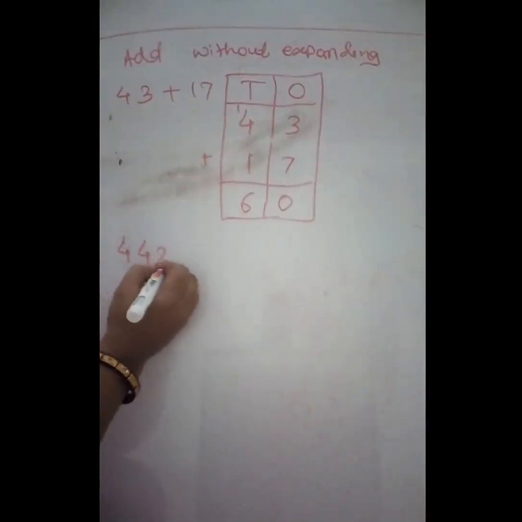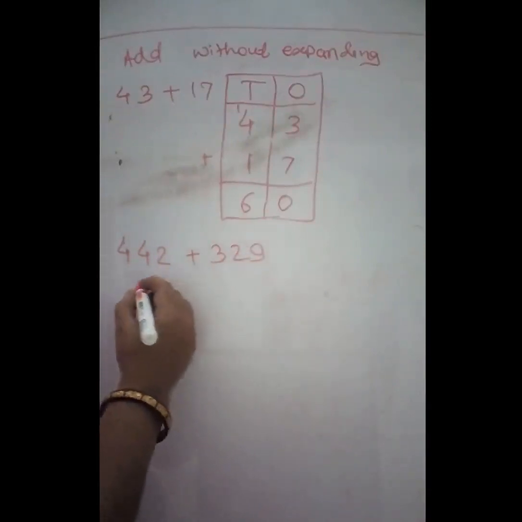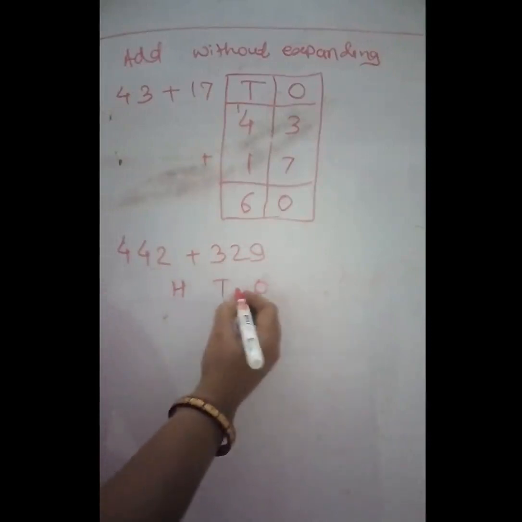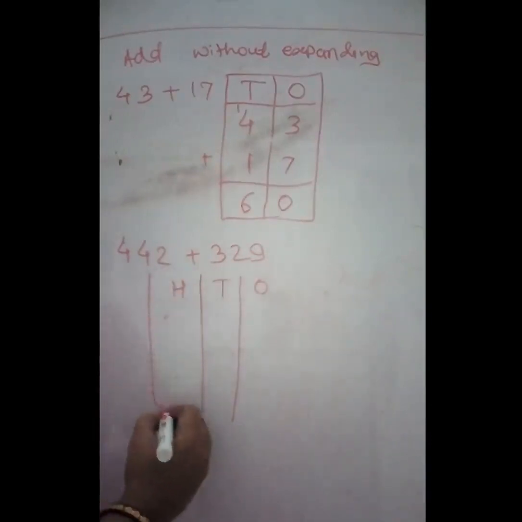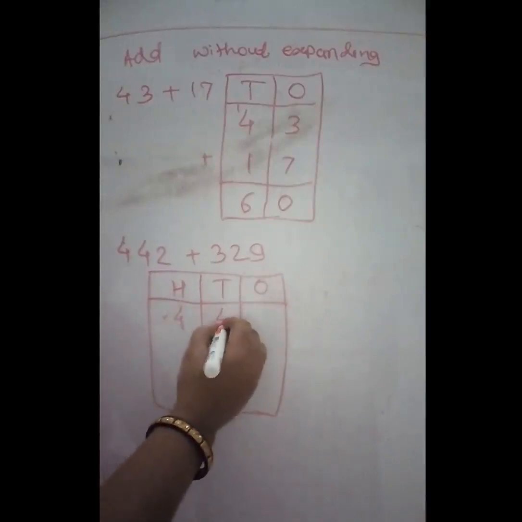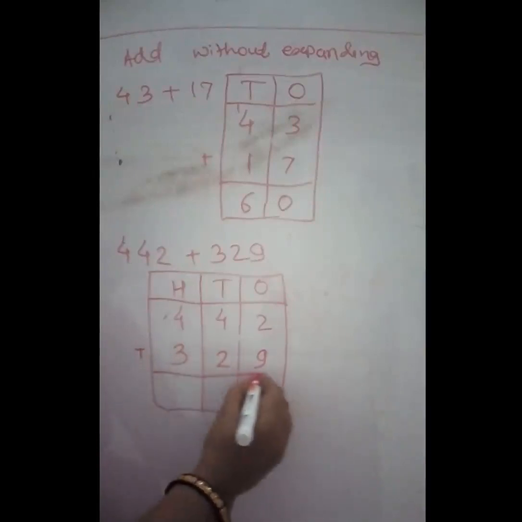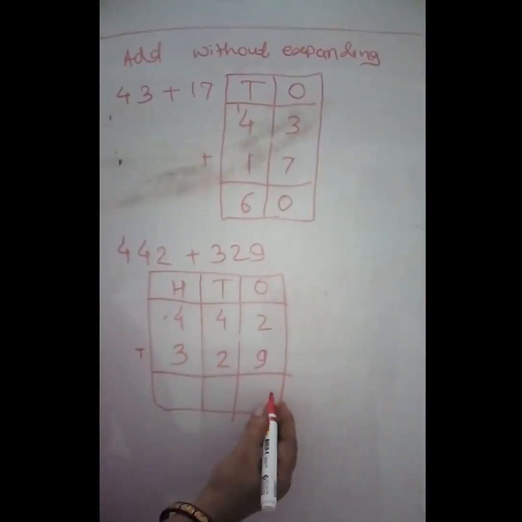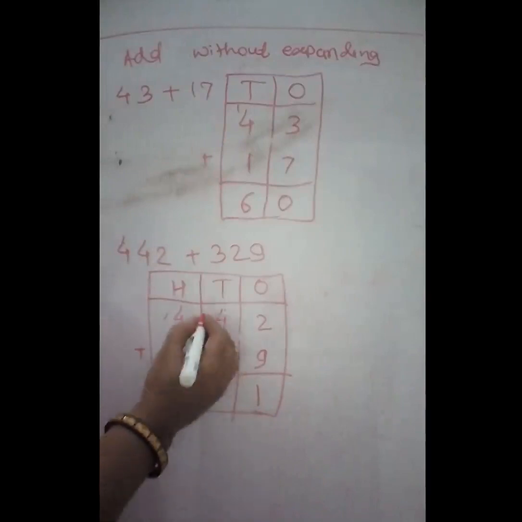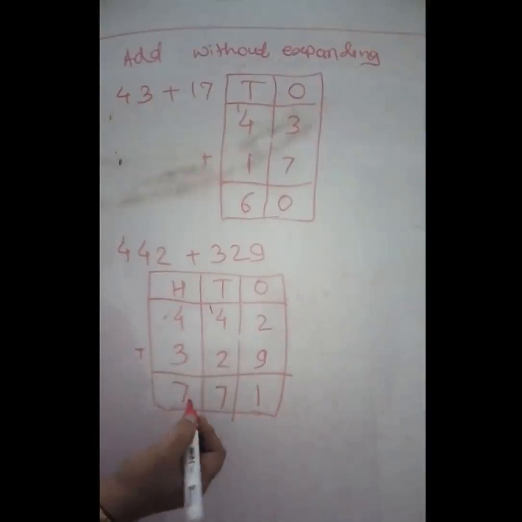Then B. 442 plus 329. Hundreds, tens and ones. 442 plus 329. 9 and 2, 11. We will write 1 here and carry 1. 4 and 1, 5. 5 and 2, 7. 4 and 3, 7. So our answer is 771.